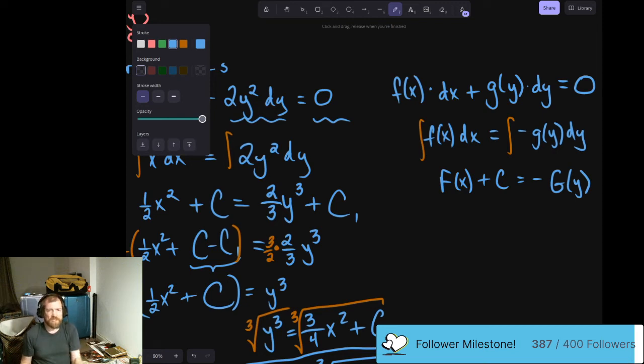You get something that looks like this, and then again, it's going to end up as, according to our original notation, not necessarily the only notation that exists. Again, our c here is an arbitrary constant, so negating it, there we go. Negating it doesn't actually change its arbitrary constantness. So we have here that negative capital F of x plus c is going to be equal to capital G of y.